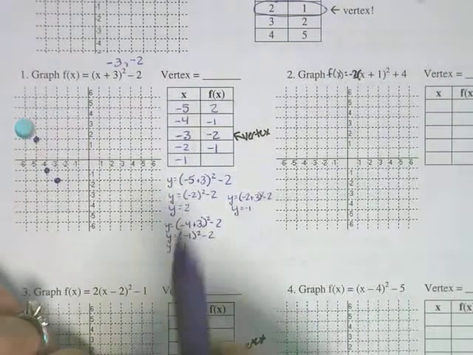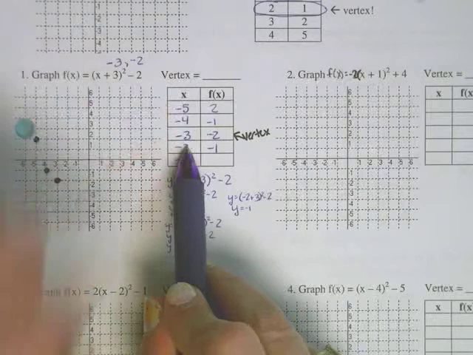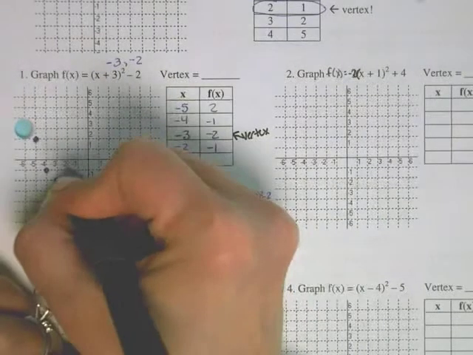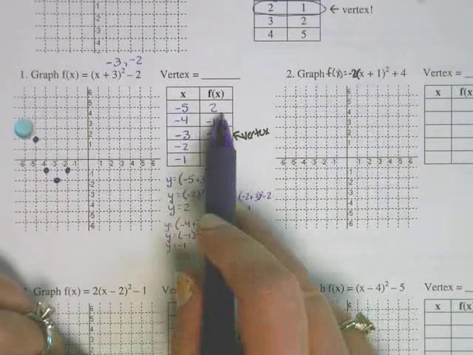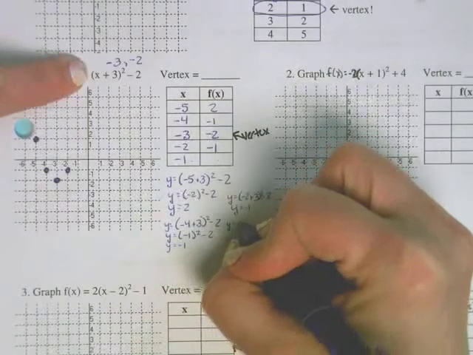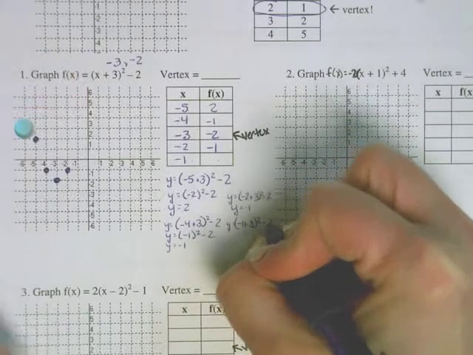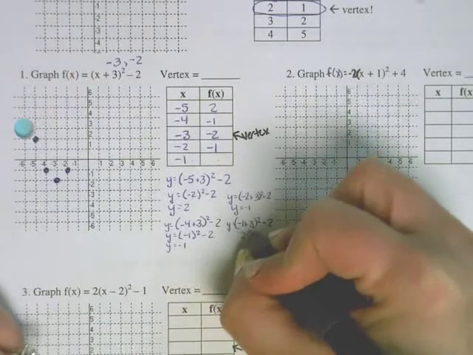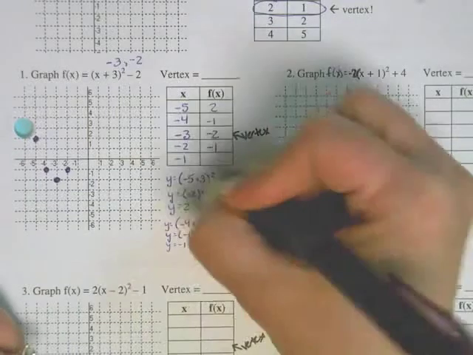Oh yeah, because this was the vertex. So if we go on either side, shouldn't we be seeing symmetry? So here, -2, -1. What do we expect this one to be then? Hopefully it's going to be 2. Let's find out. We're plugging in -1 plus 3 squared minus 2. So that's going to be 2 squared minus 2. 4 minus 2 is 2.